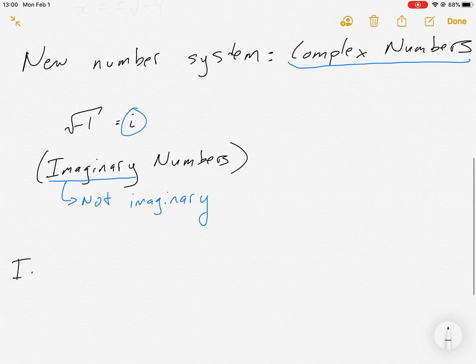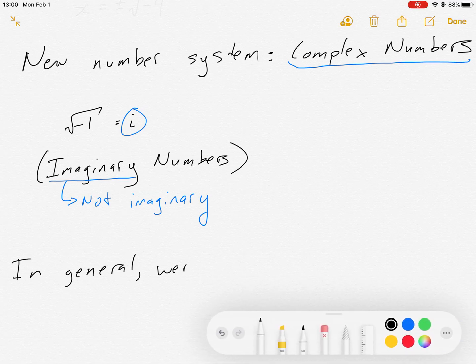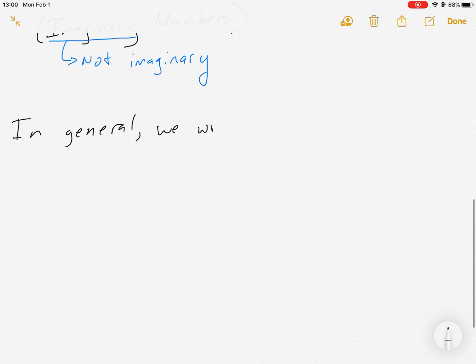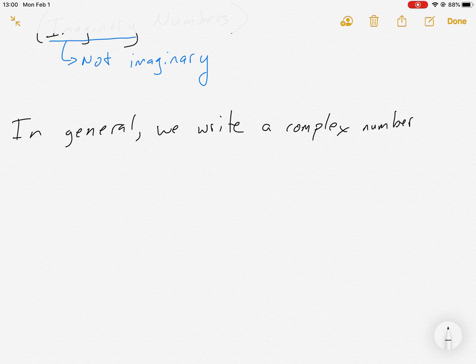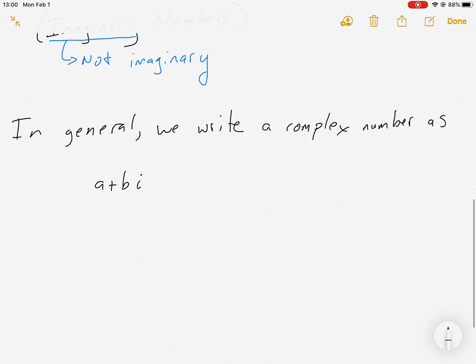So in general, we write a complex number, sorry, I got some typos here, complex number as a plus b times i. So this is the general form, and usually we use the letter z to represent complex numbers. x and y are usually real numbers, and so z often gets used to represent this complex number.